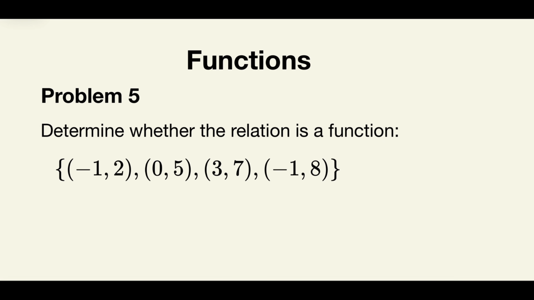Remember, a function cannot assign two outputs to the same input. Let's take a look at the input values, which are the x values. We have -1, 0, 3, and -1. So I see that -1 maps to both 2 and 8, which means that this is not a function. So I'll just say not a function, represented by that red X there. Let's go ahead and move on to the next problem.